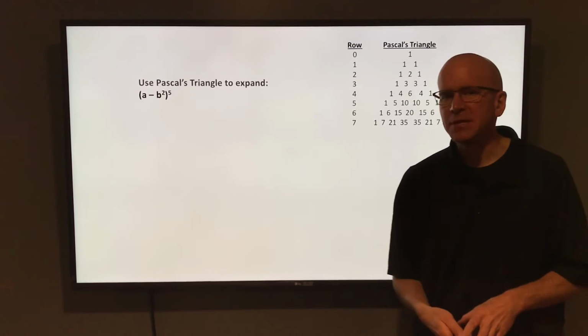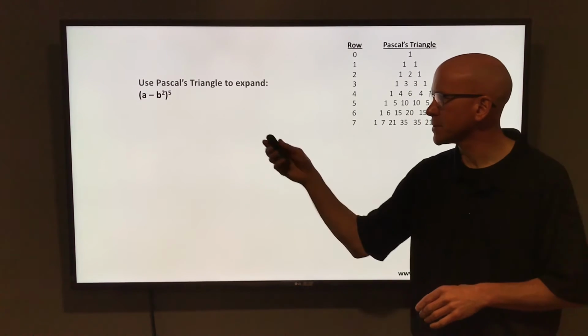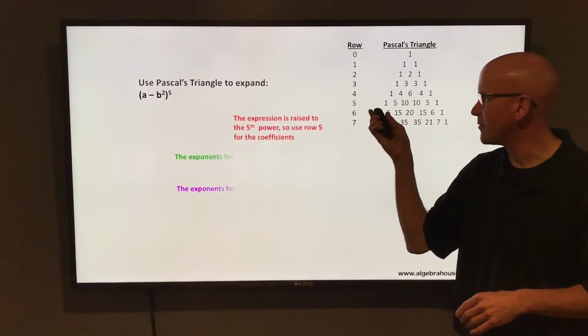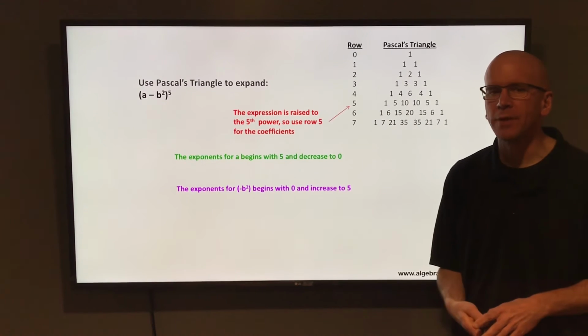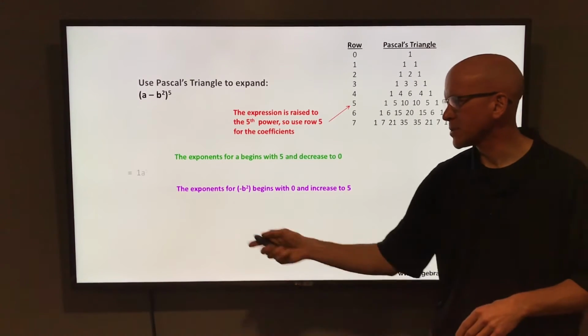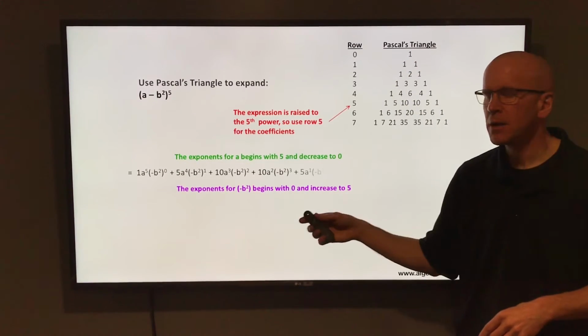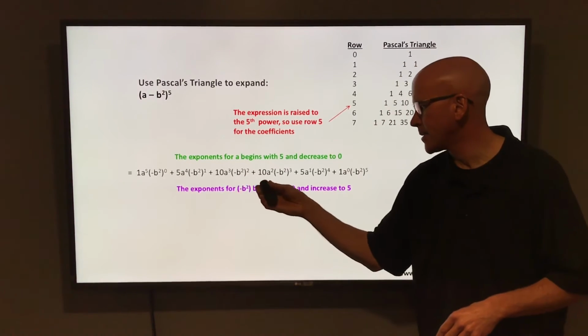Going to expand a minus b squared to the 5th power using Pascal's triangle. So since we're going to the 5th power, you want to look to row 5 of Pascal's triangle and pick out the coefficients of 1, 5, 10, 10, 5, and 1. So space those coefficients out across your paper. Coefficients of 1, 5, 10, 10, 5, and 1.